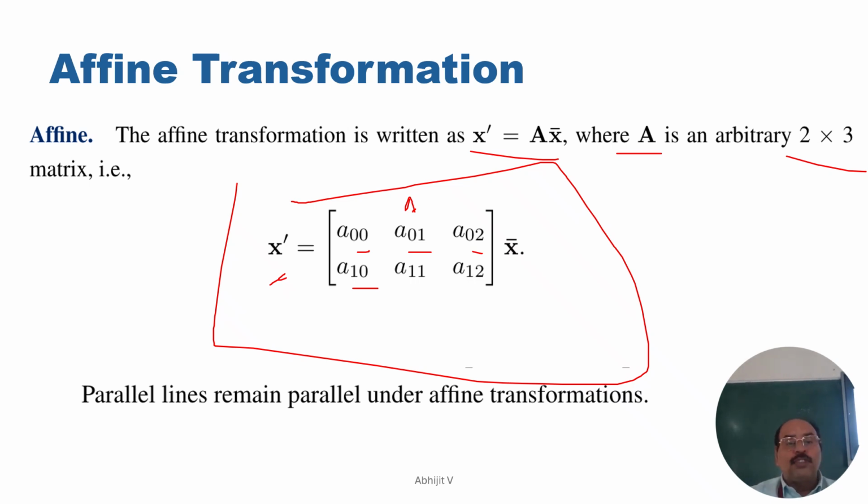Now, this kind of 2 cross 3 matrix is used because in affine transformation, we want to maintain the parallel lines as parallel even after the transformation. The parallel lines remain parallel even after the transformation. This kind of transformation is called affine transformation. Shall I proceed?